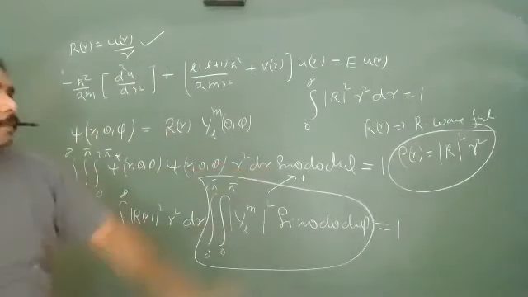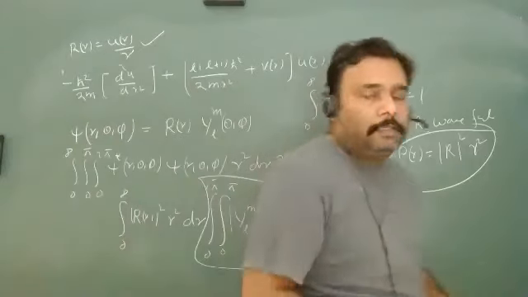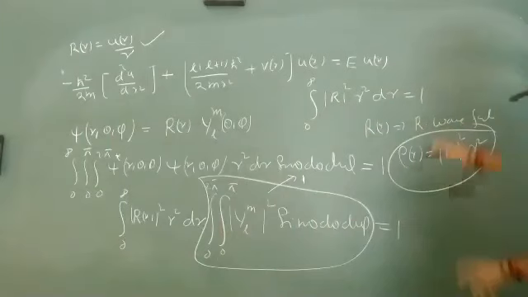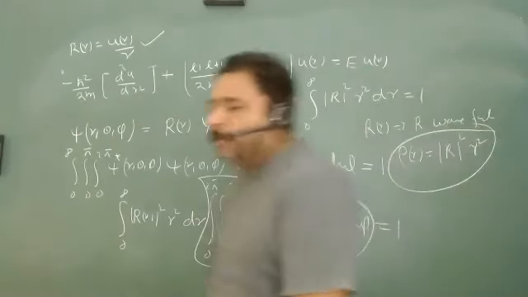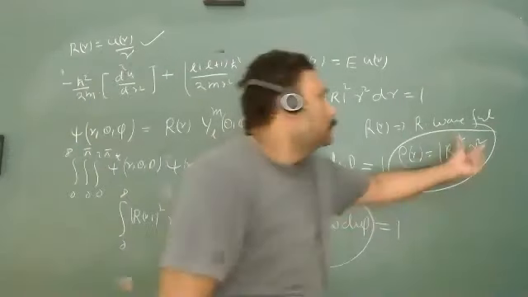So this is the definition of radial probability density. A lot of people are making the conceptual blunder of just taking mod R squared. No, only mod R squared is not the radial probability density. Mod R squared into r square is the radial probability density.